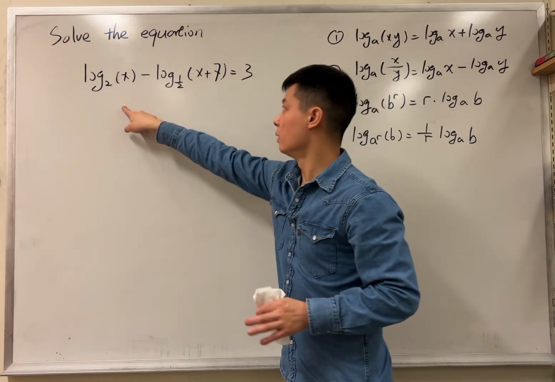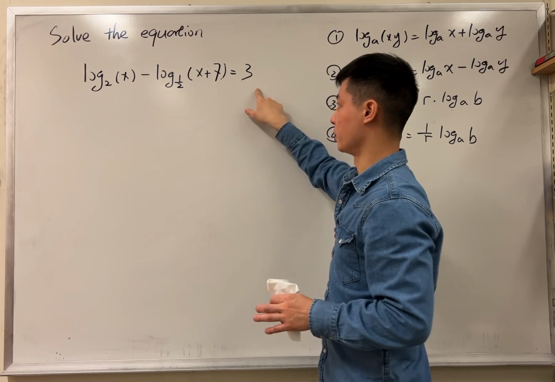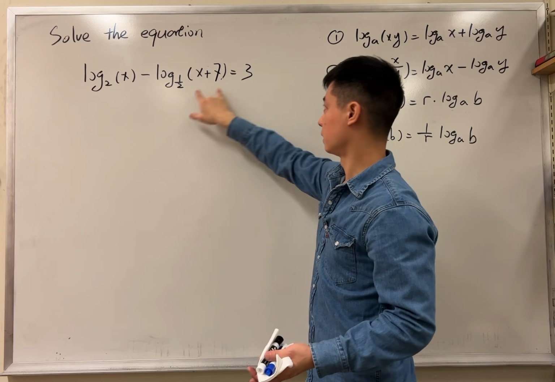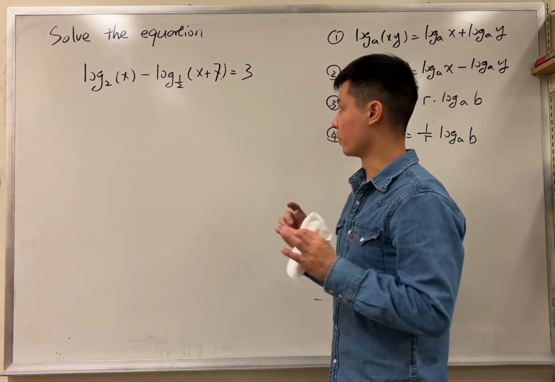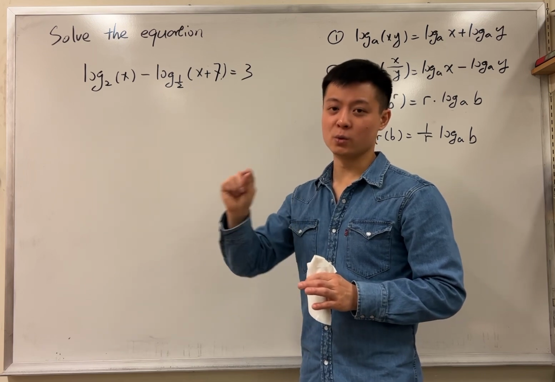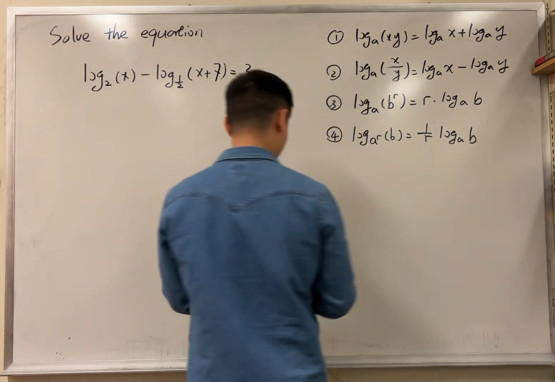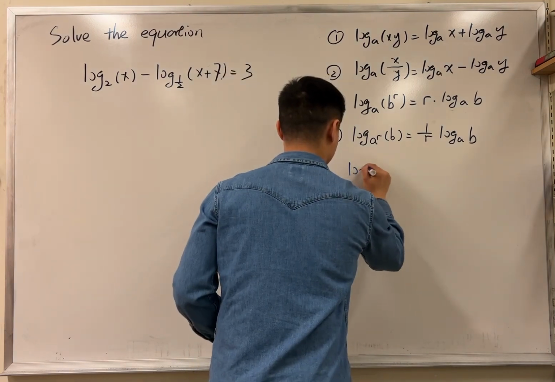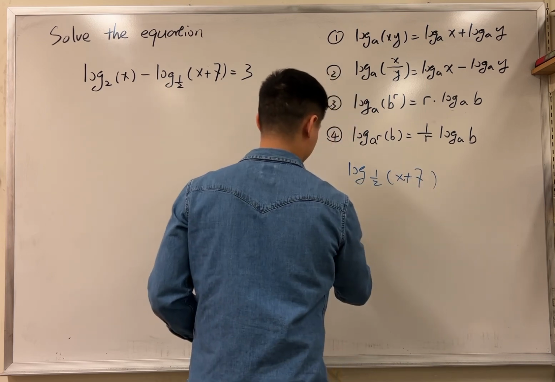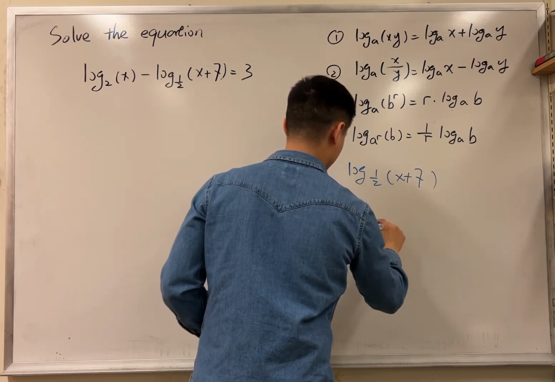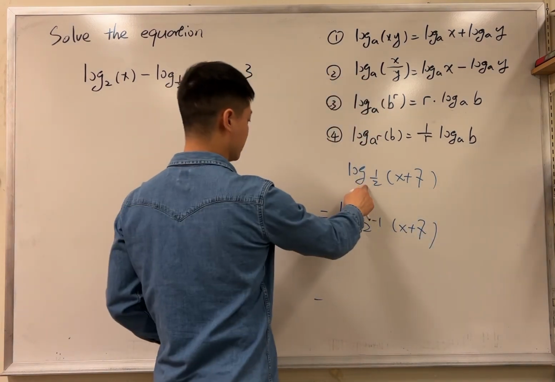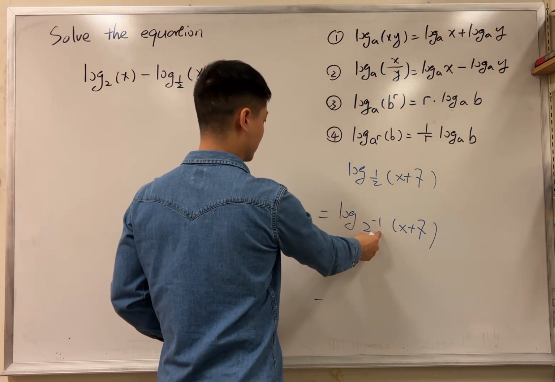We have a base 2, base of 1 over 2, and also a number here. So we need to turn this into log form that has base 2 as well as this one. We do that by recognizing 1 over 2 can be expressed as 2 raised to the power negative 1. So we can write log base 1 over 2 of x plus 7 as log base 2 raised to the power negative 1 of x plus 7 by turning 1 over 2 into 2 raised to the power negative 1.